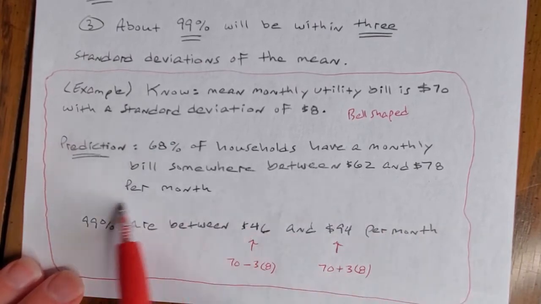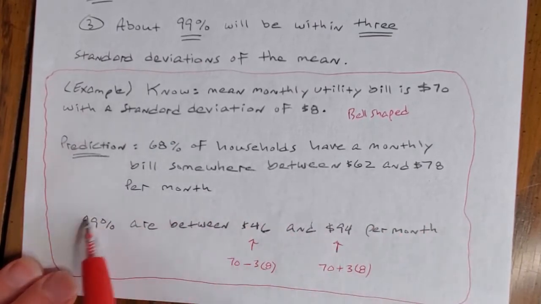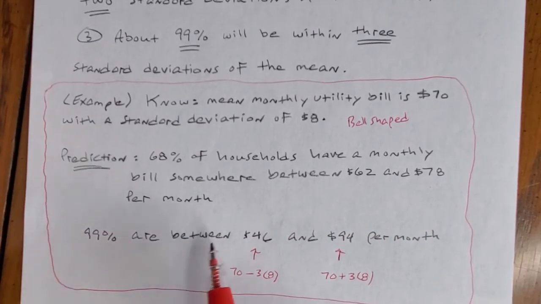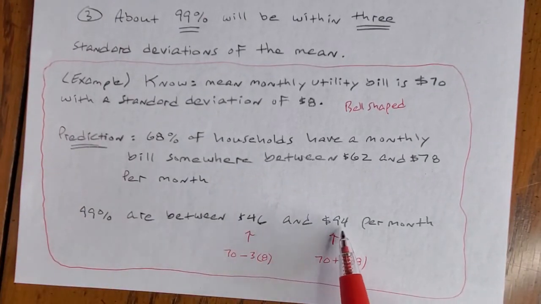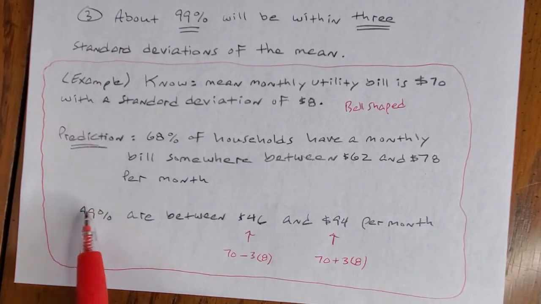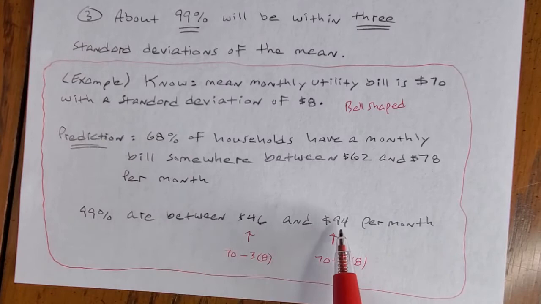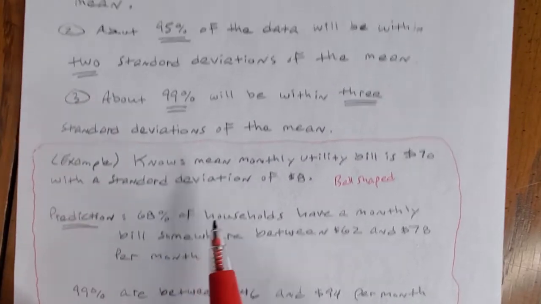How do I get this claim? See this claim right here? This prediction? 99% of the data are between $46 a month and $94 per month. Virtually everybody in the study has a monthly utility bill between $46 and $94 per month. Where did I get those numbers? Well, see the 99% right there.